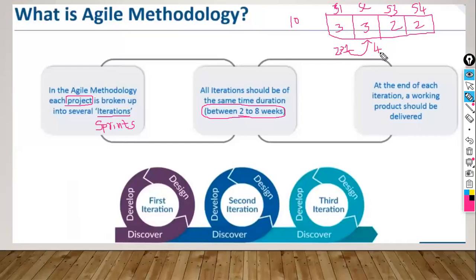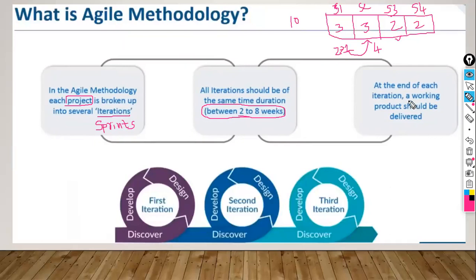If the client is satisfied with all four functionalities, then we'll go to the next sprint. In the next sprint, two functionalities we are going to develop. This process will go on. The major advantage here is that the testing team is involved in each and every phase, and the client is also involved after each and every sprint.